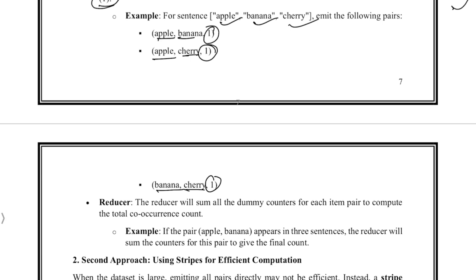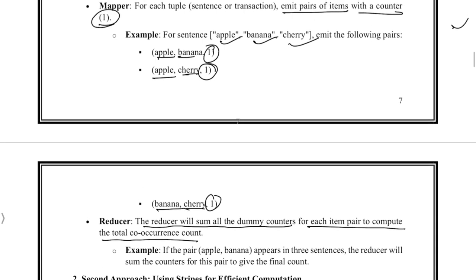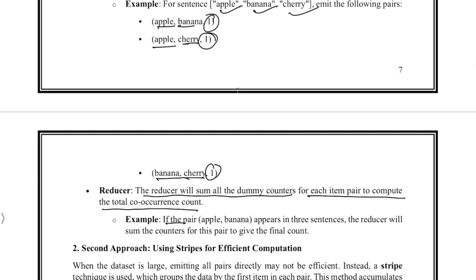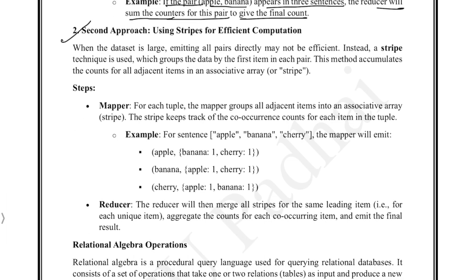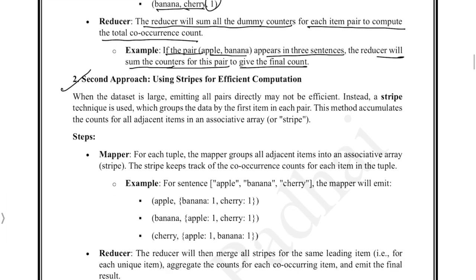The reducer will sum up all these dummy counters. It will add all these dummy counters for each item to compute the total occurrence count. That means it will check how many times apple has occurred, how many times banana has occurred, how many times cherry has occurred. Now, if the pair apple, banana appears in 3 sentences, the reducer will sum the counters for this pair to give the final count. If it finds that apple has occurred twice or thrice, it will give the sum of the counters of this pair. That's it.